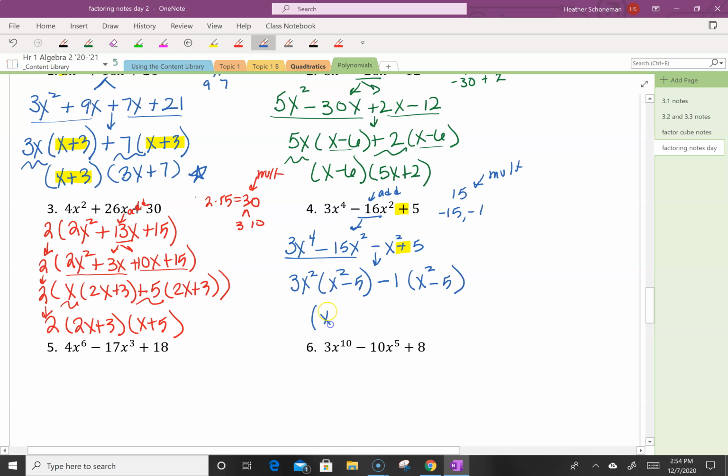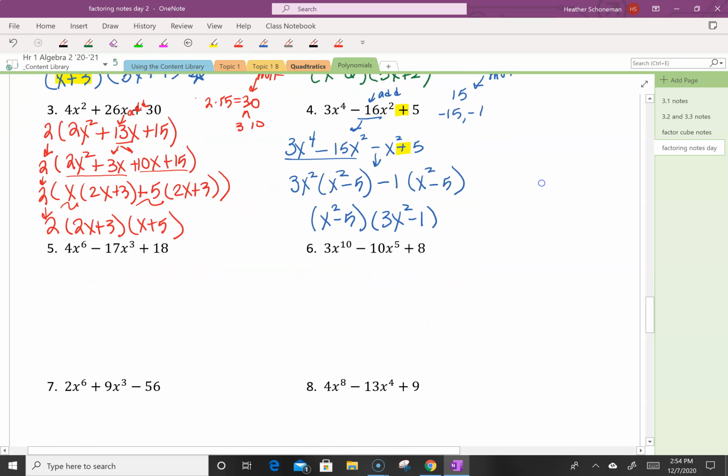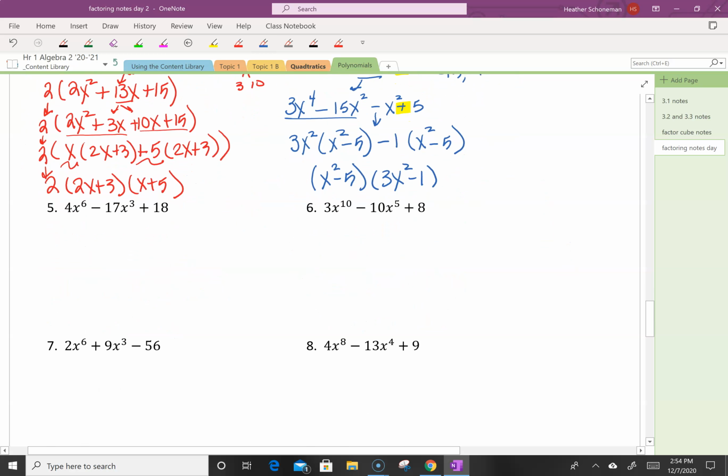Okay, rewrite it. So I get x squared minus 5 times 3x squared minus 1. All right, I know we've got 4 more left. We're just going to do 2 more together so you can have a few more examples, and then we'll be done for today. Well, then you can also see the second video with some extra practice, but done with this set of notes.